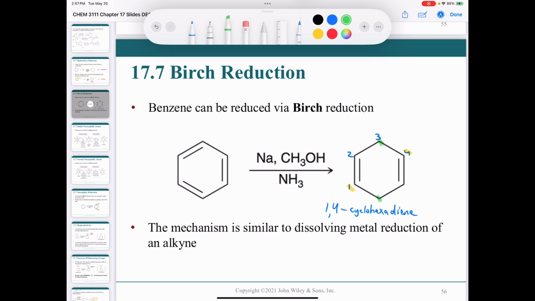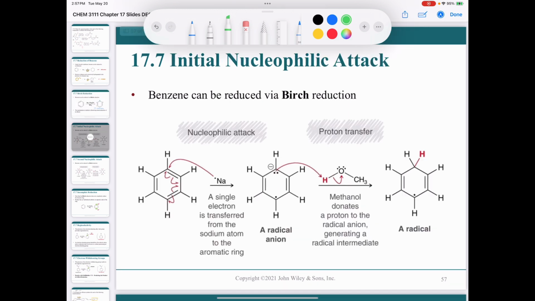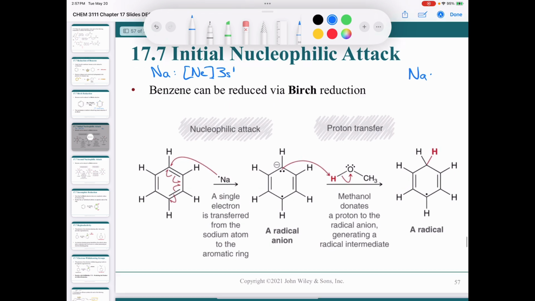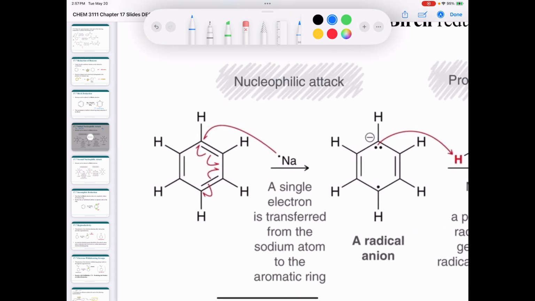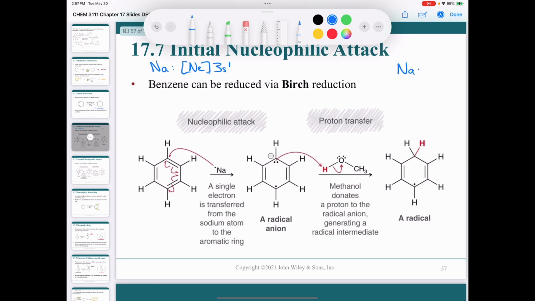But let's take a look at the mechanism. And since we're using sodium, you might remember that the electron configuration of sodium is neon and then 3s1, like that. So that means that sodium only has 1 valence electron, and so the Lewis structure of sodium is just sodium dot, like that, 1 valence electron. And so you can see here that the sodium donates an electron, and when it does that, we end up with a radical anion, right? Why do we call it a radical anion? Because you get a radical and you also have an anion in the same intermediate.